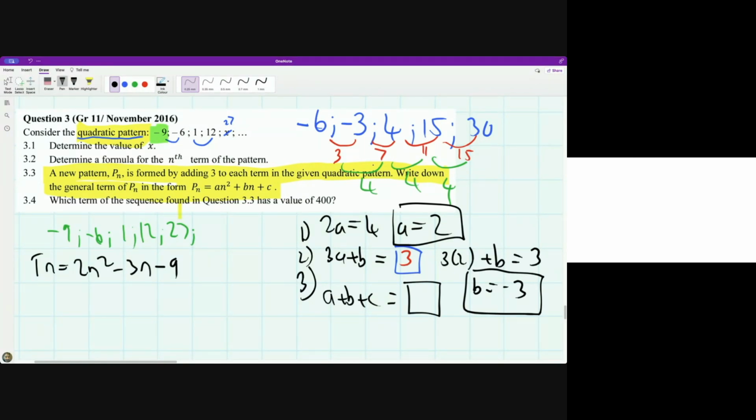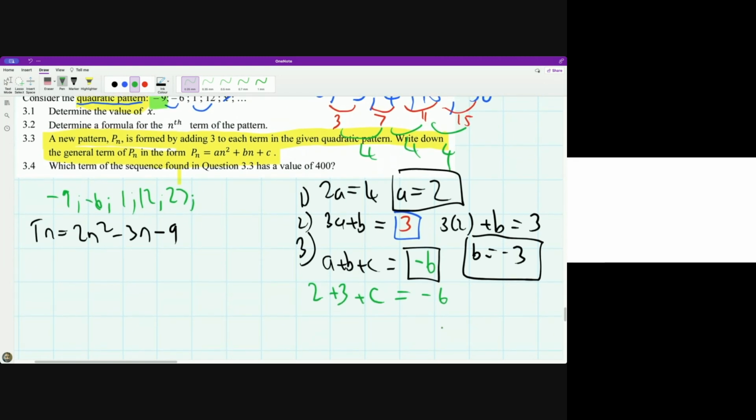Well, the first term now is minus 6, so at least this has changed. So now what we have is 2 plus 3 plus c is minus 6. What is c equal to?